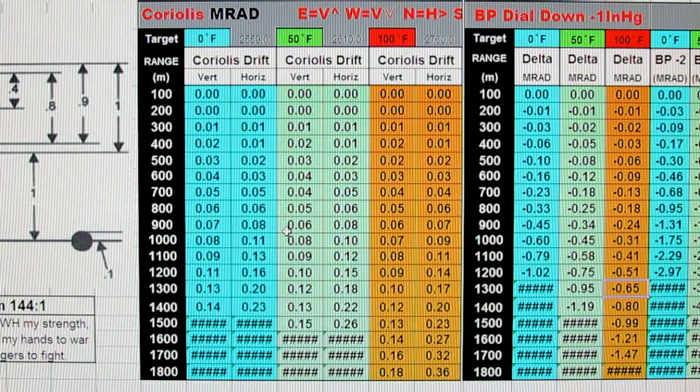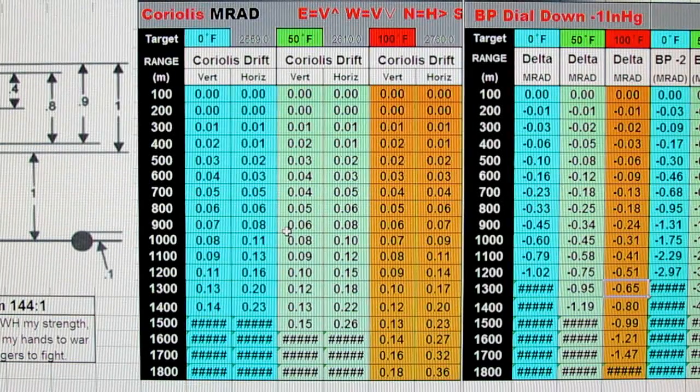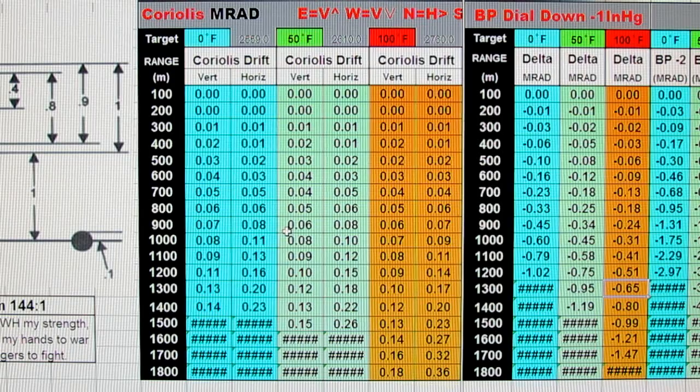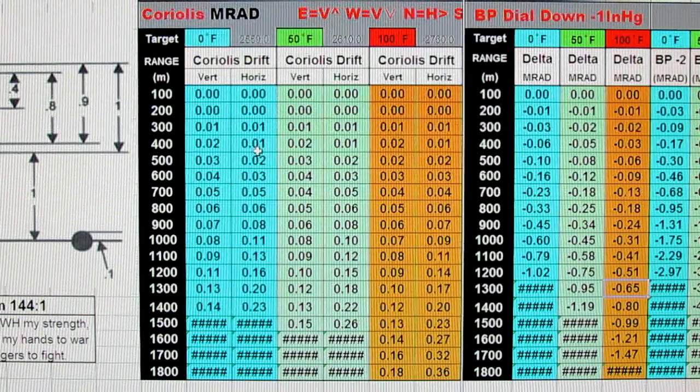Howdy, Rex here. What you're looking at is a Coriolis drift table generated for a 338 Lapua Magnum with 300 grain Sierra Match Kings. And we'll show you how to construct this after a little bit, but first we need to understand the concepts, and we have to understand what Coriolis drift really is. A lot of you probably know that it has to do with the spin of the Earth, and a bullet flying above the Earth, and the Earth is going to be spinning underneath it at different rates. So we'll explain that before we get into too much detail here.